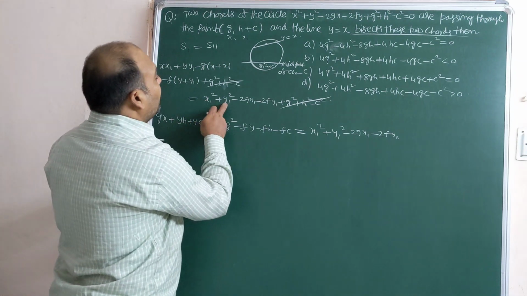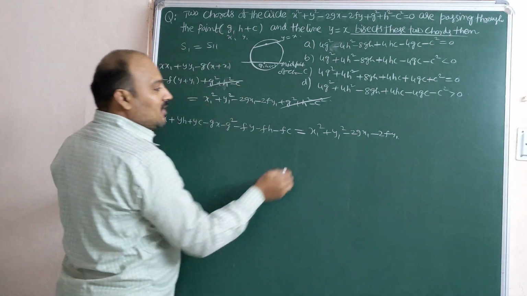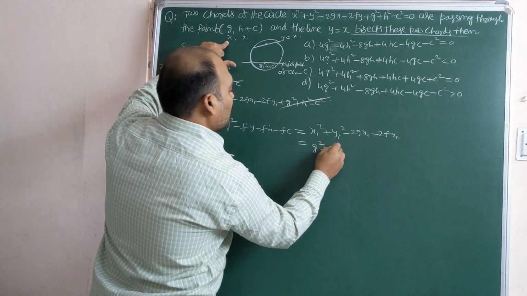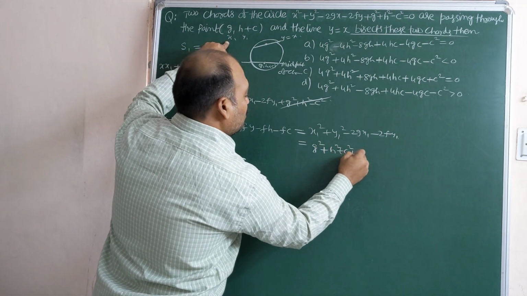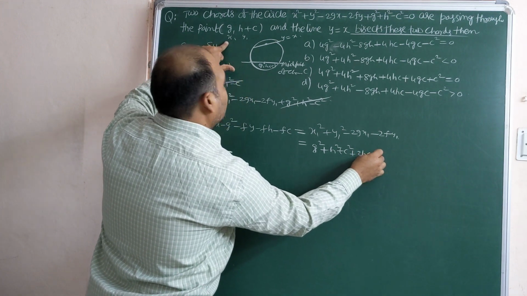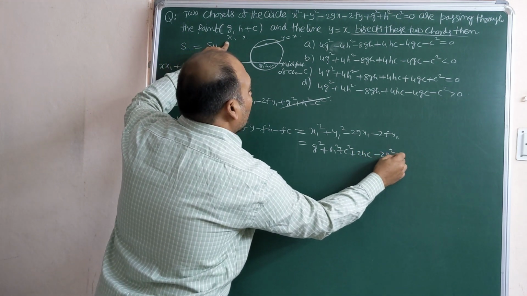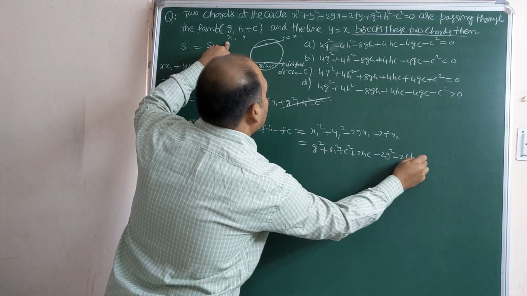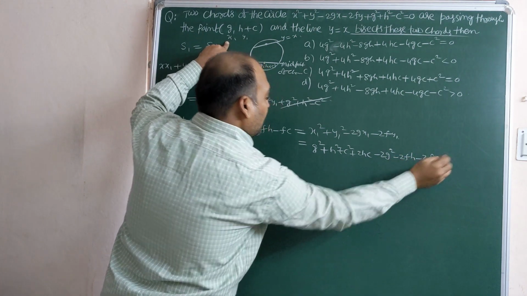So even x1 square, y1 square is there. Now these values, substitute. I forgot. x1 square, x1 value z, z square. (h plus c) whole square, h square plus c square plus 2hc. Minus 2z square. Minus 2f into, minus 2fh, minus 2fc.